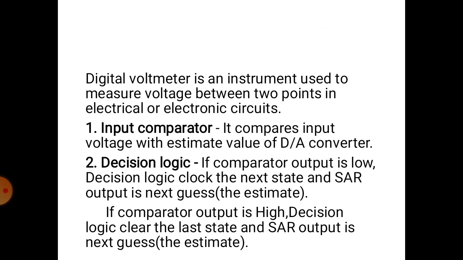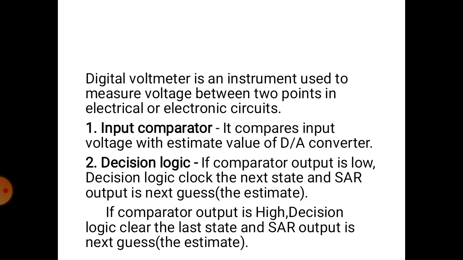First we are going to discuss one by one the function of each and every block. First block is input comparator. The inputs to the comparator are one from the input voltage that is to be measured, and one from the digital to analog converter, that is the estimate value. The input comparator will compare the input voltage with the estimate value of the D to A converter. If the input voltage is greater than the estimate value, then the comparator output goes low, and if the input voltage is less than the estimate value, then the comparator output goes high.